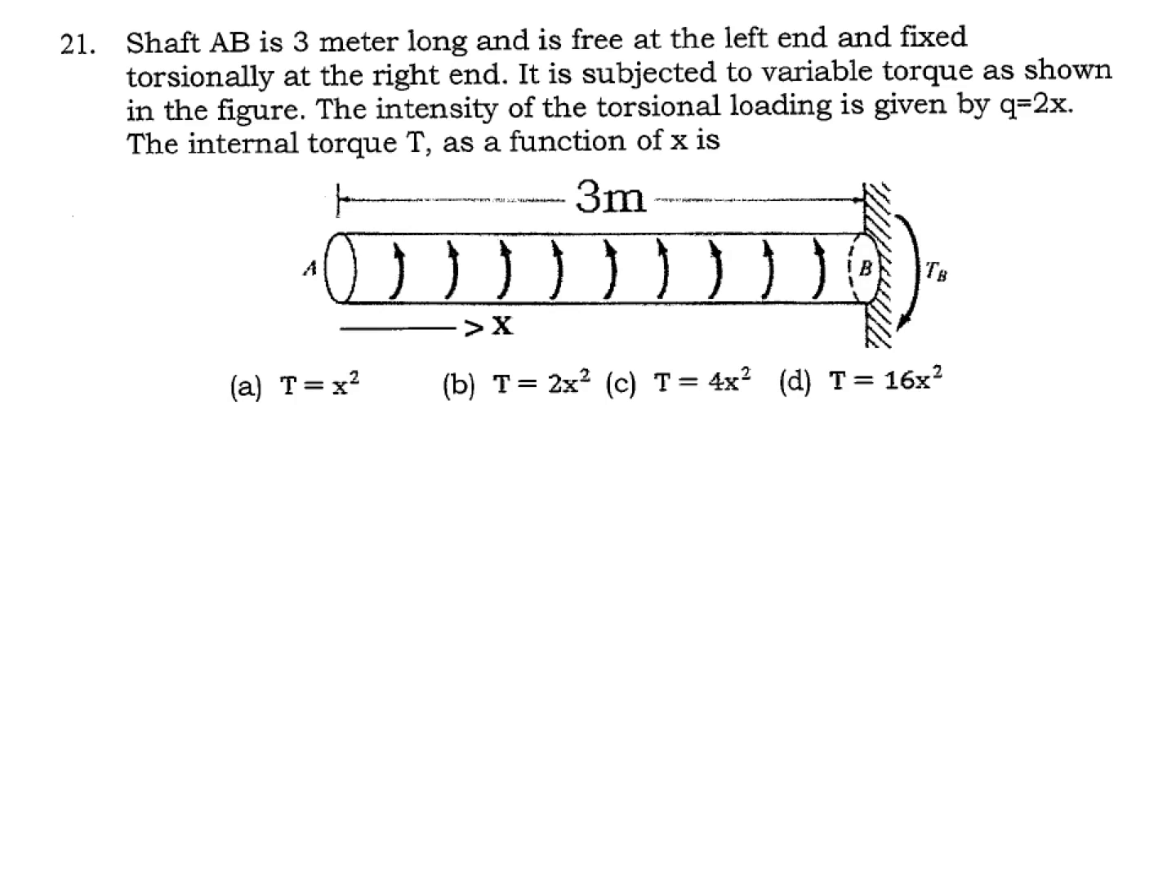A shaft AB is 3 meter long and is free at the left end and fixed torsionally at the right end. It is subjected to variable torque as shown in the figure. The intensity of the torsional loading is given by q equal to 2x. The internal torque T as a function of x is how much? This is very important for GATE.